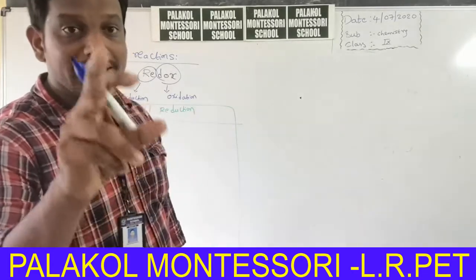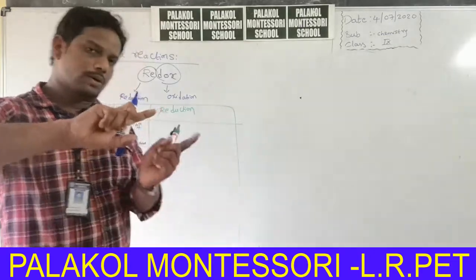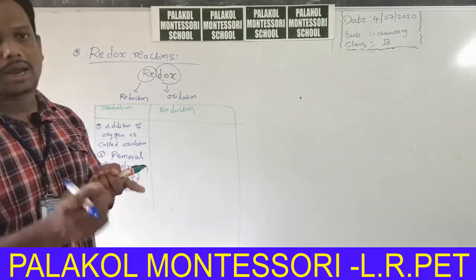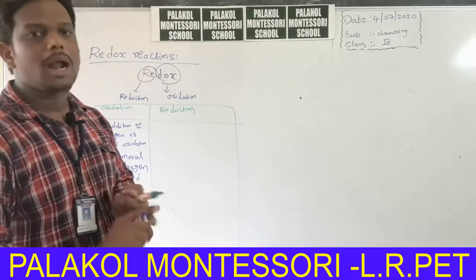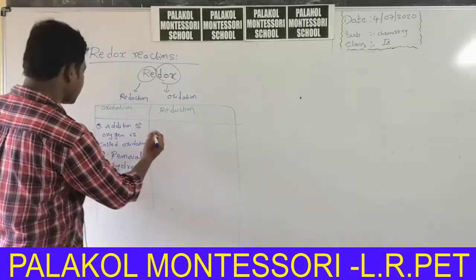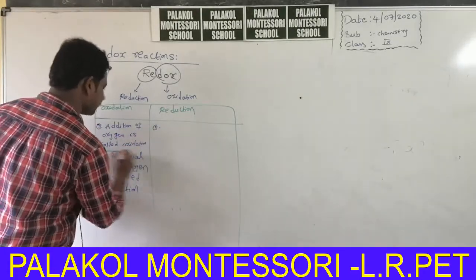Removal of hydrogen is called oxidation. Both are definitions for oxidation. Addition of oxygen is called oxidation. Removal of hydrogen is also called oxidation. The definitions are reversed for reduction. Okay, see what the definition is.